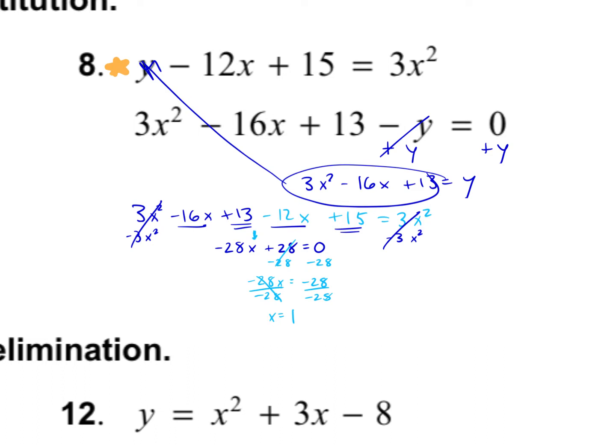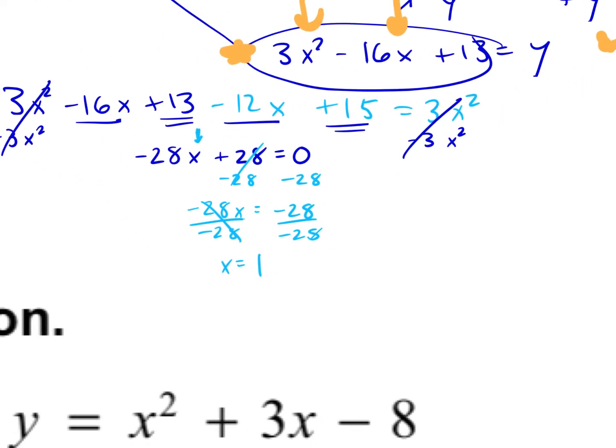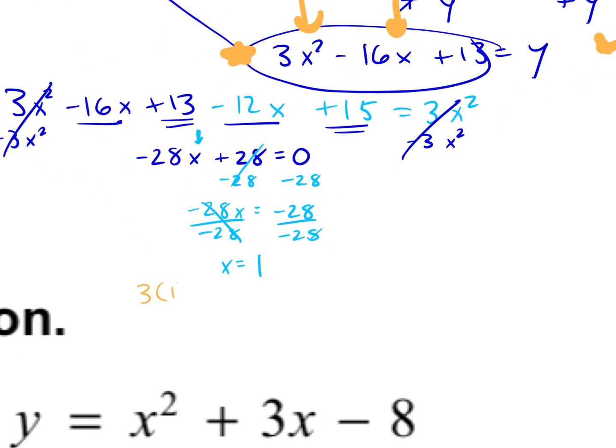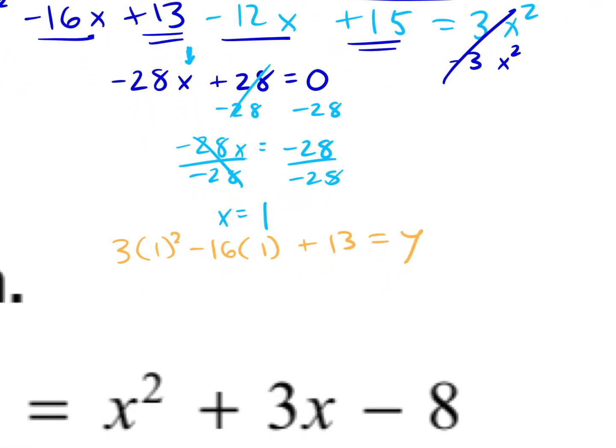I could either plug it into one of the first two original equations or my new second one, because these two are the same thing. So I'm going to plug it into the new second one just because I think that one would be easier. So I'm plugging it into the x's. So here I have 3 times 1 squared minus 16 times 1 plus 13 is equal to y. Make sure you follow your order of operations.